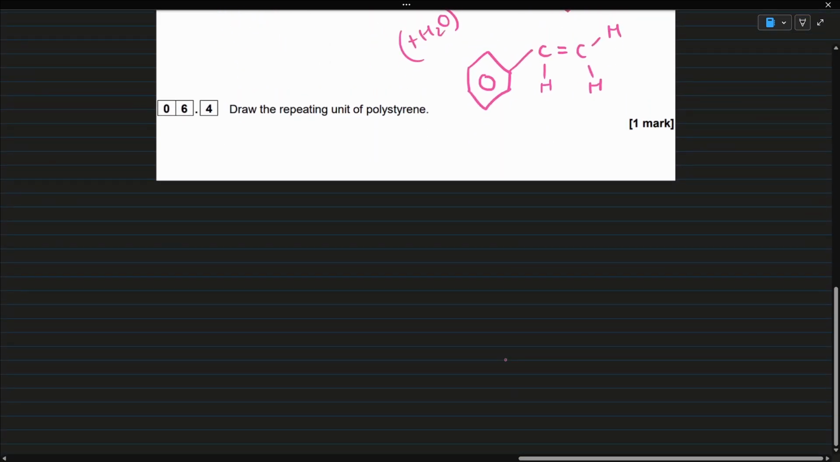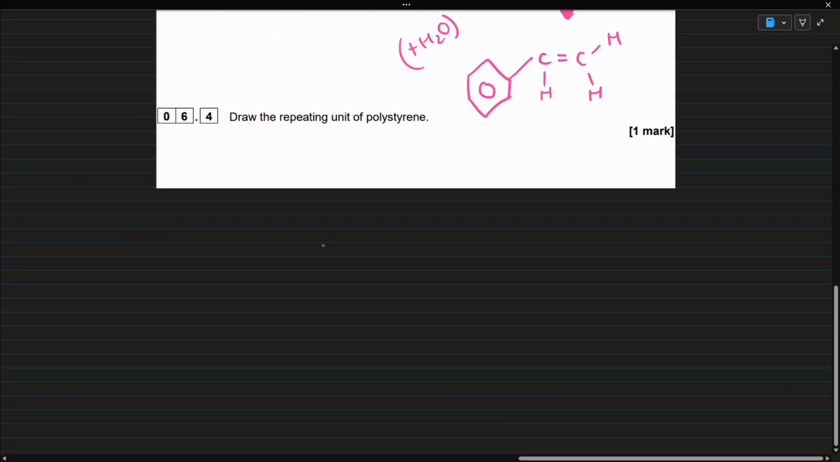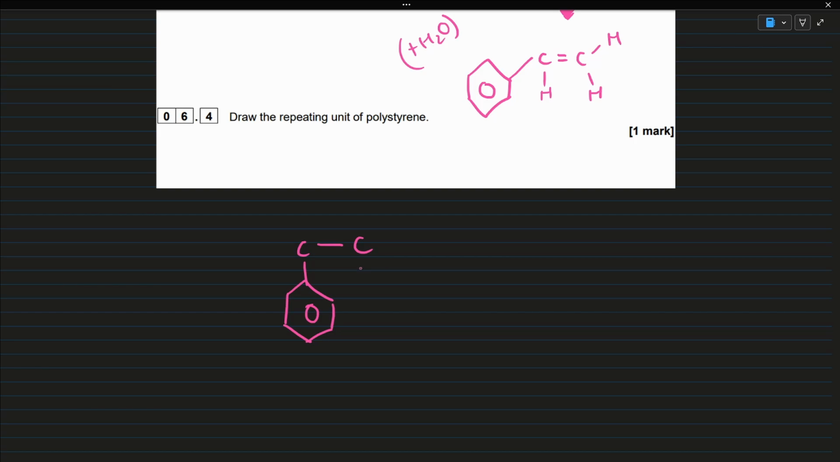Now I want us to draw the repeating unit of polystyrene, so let's just draw that. That's quite a simple, straightforward question. No double bonds, it's not asking us to draw a monomer here, or a single molecule of polystyrene. We're drawing its repeating unit. Now when I draw them, I usually draw the brackets and the ends, but you don't need that at all. They don't really care about that in the mark scheme.